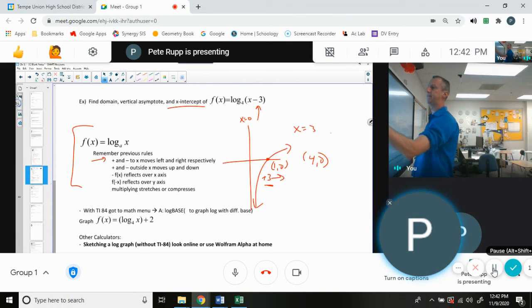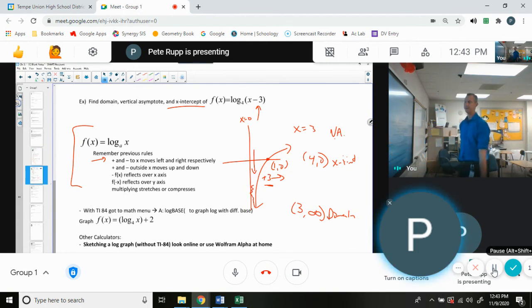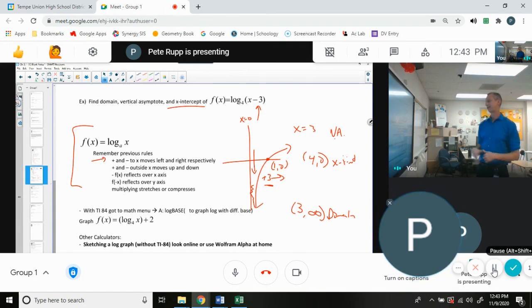I'm going to put VA for vertical asymptote. This is your x-intercept. And the domain would now be 3 over. So it was from 0 to infinity, and since we moved it 3 to the right, it's now going to be 3 to infinity. And again, you'd have this kind of gap back here where there's nothing between 0 and 3. So that would be your vertical asymptote, x-intercept, and the domain. And again, you can graph it and just see what it looks like.